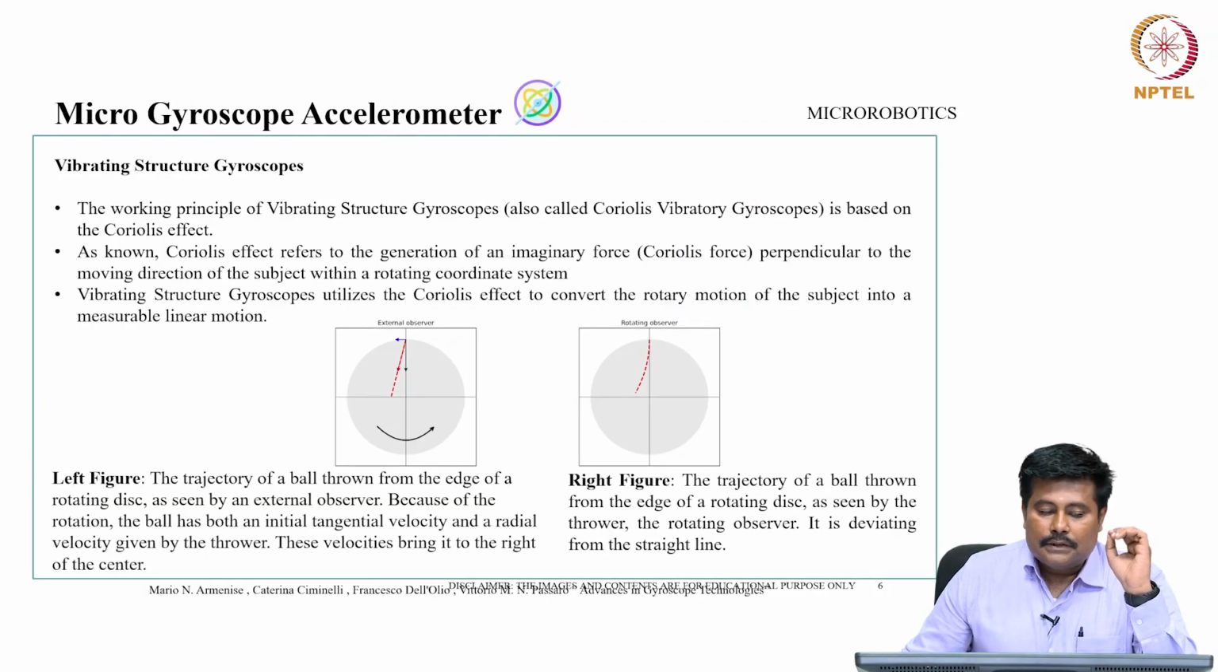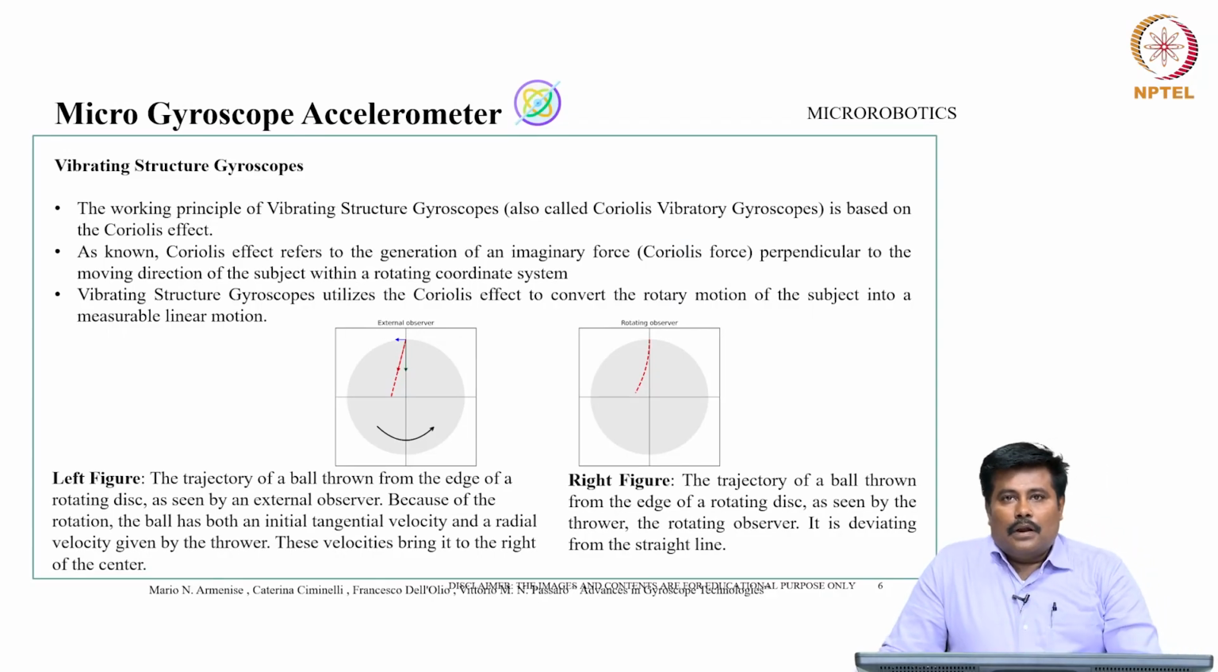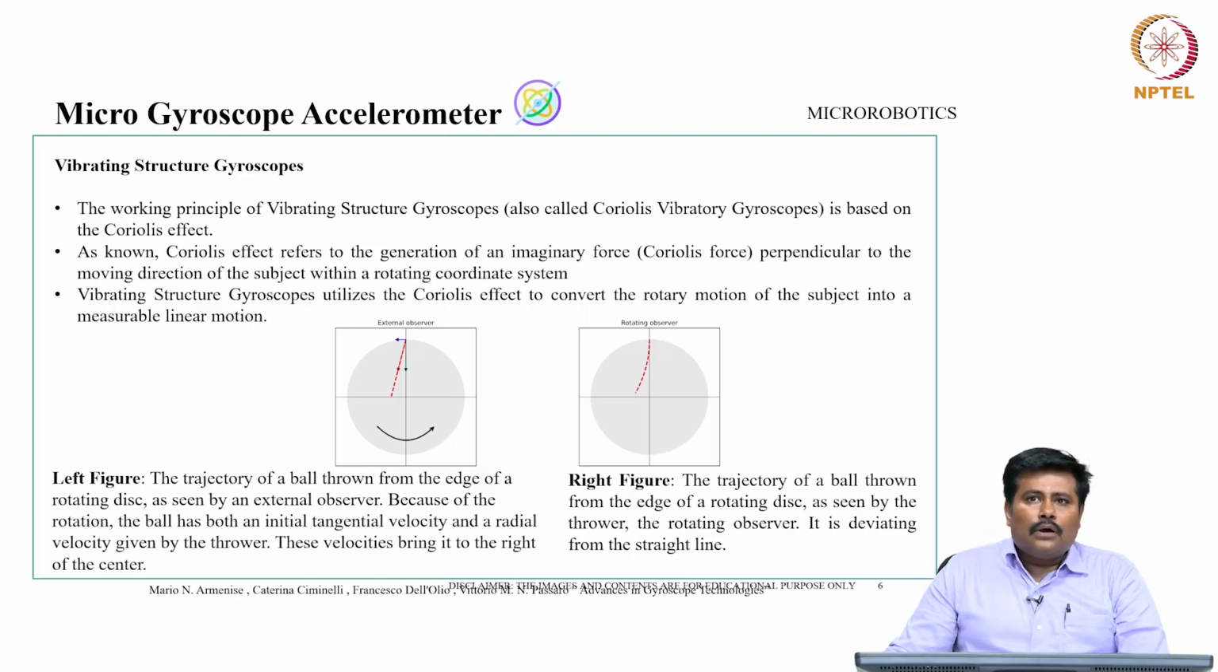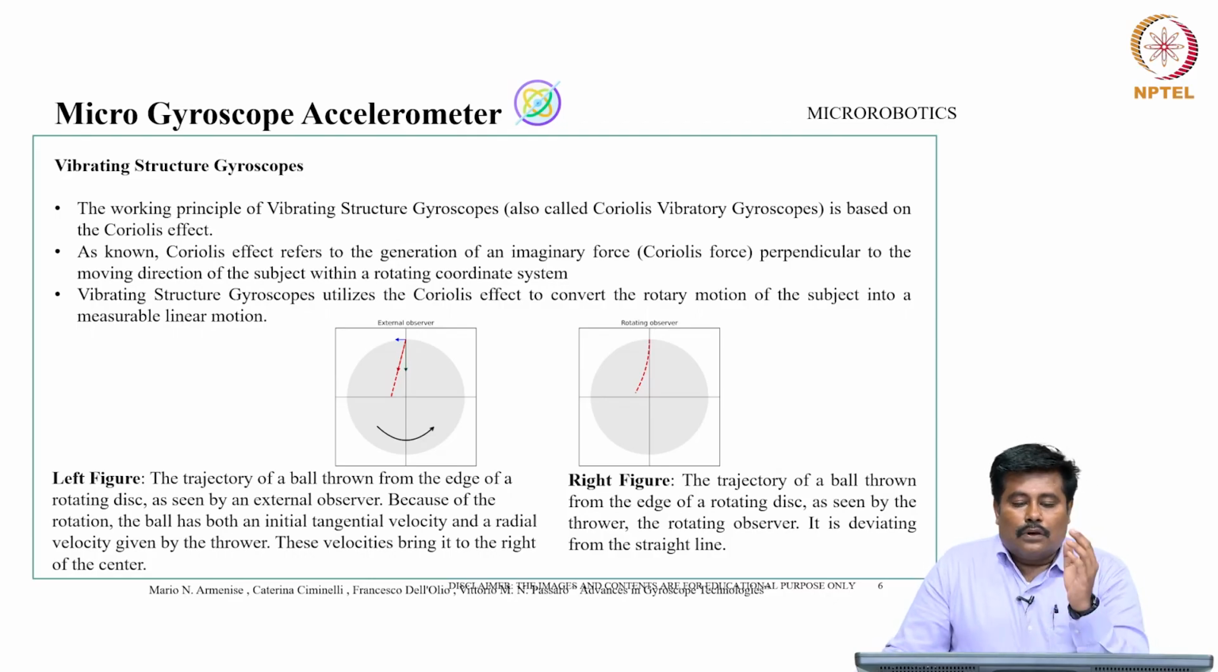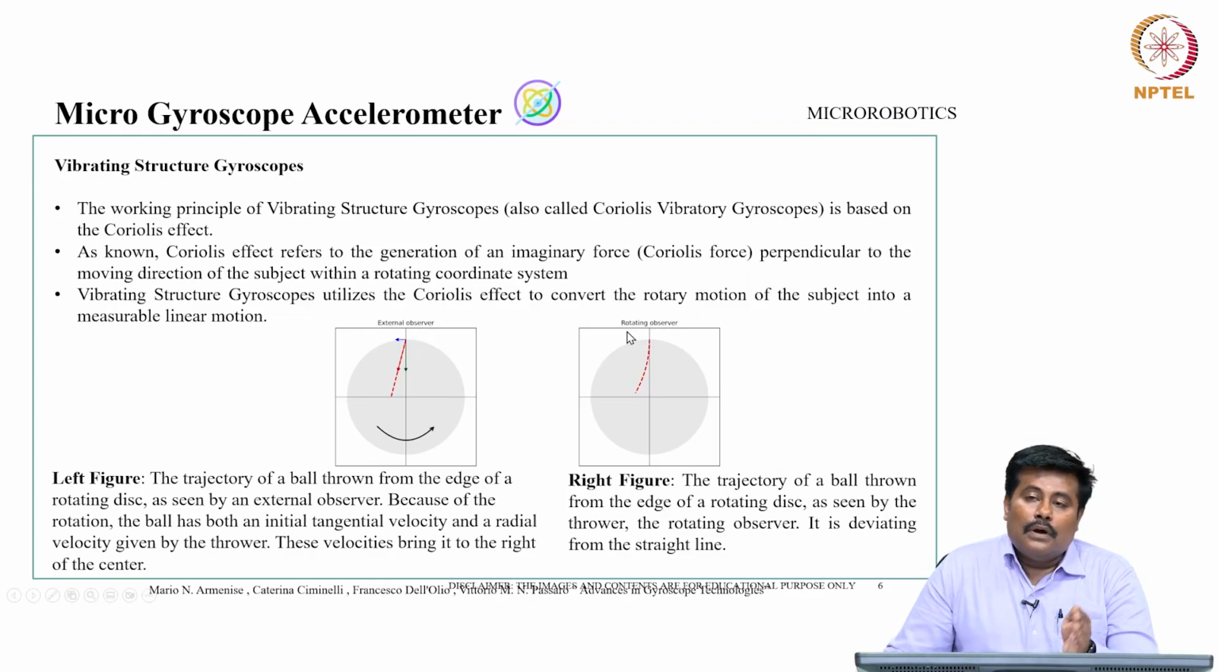Now let us discuss the vibrating structure gyroscope. The working principle of vibrating structure gyroscopes, also called Coriolis vibratory gyroscopes, is based on the Coriolis effect. As known, the Coriolis effect refers to the generation of an imaginary force perpendicular to the moving direction of a subject within a rotating coordinate system. So these vibrating structure gyroscopes utilize the Coriolis effect to convert the rotary motion of the subject into a measurable linear motion.